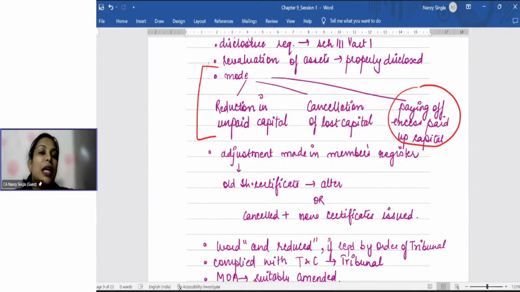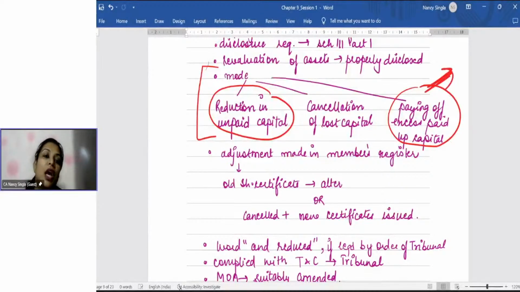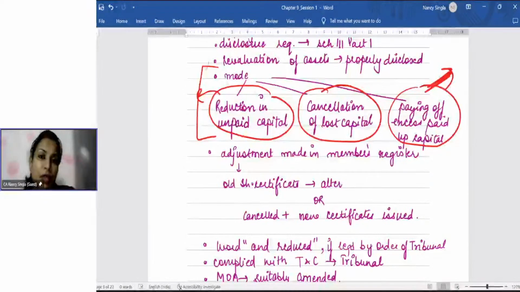ठीक है. The company has certain unpaid capital which is not required now. So company may reduce such unpaid capital. यहाँ तो क्या था? Paid था. और ये unpaid है. तो the company is now telling the shareholders that we haven't called it up. This part of capital is unpaid and we don't want it also. So the company may again reduce the capital. Or if the company has certain assets which are overvalued, been shown by lost capital, so the company may cancel the lost capital also, thereby reducing the share capital.